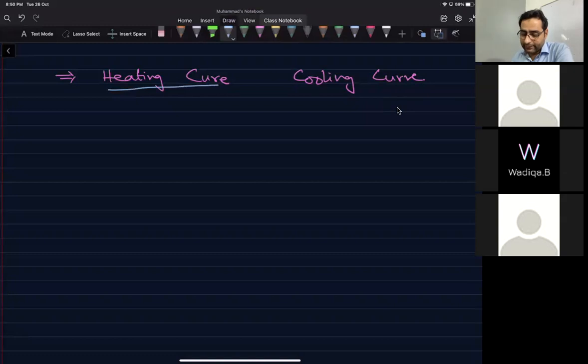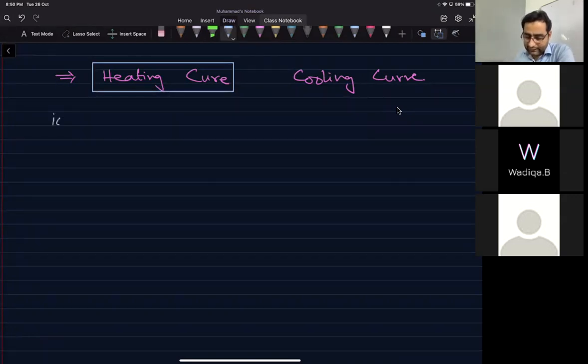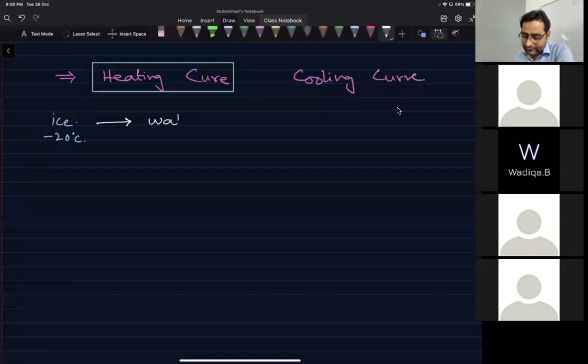This heating curve explains what types of changes occur in a material when you heat up a substance. For example, you have this ice at minus 20 degrees C. When you heat up this ice, its temperature will increase, and then it will turn into water at a specific temperature, and that specific temperature is 0 degrees C, and this 0 degrees C is its melting point.